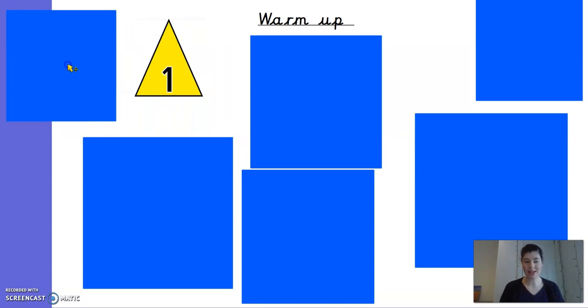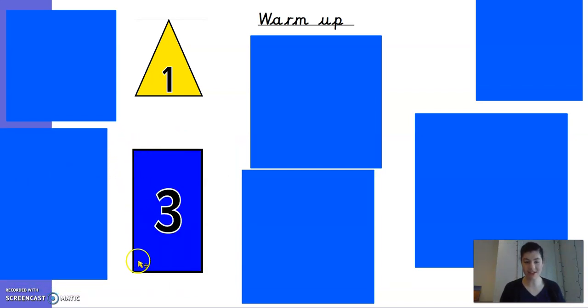So the first one is, what shape? It's a triangle. And what number's on our triangle? Number 1. Now I've got my Numicon here to help us. So I've got a number 1. I'm going to double it. So that means I need to get another 1. And what number have we got now? 2. Because double 1 is 2. Fantastic. Okay, next one, are you ready?